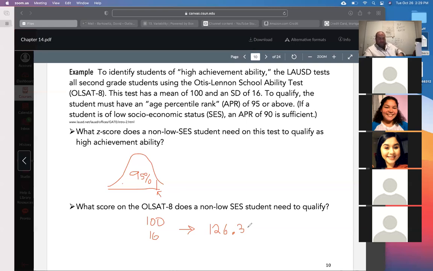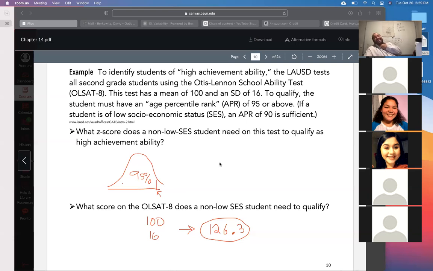Okay, so let's analyze this number, because this is not correct for part A. It is correct for part B, but not correct for part A. And it's important to understand why. What you just calculated is the actual physical score necessary to score in the 95th percentile. You need a 126.3.